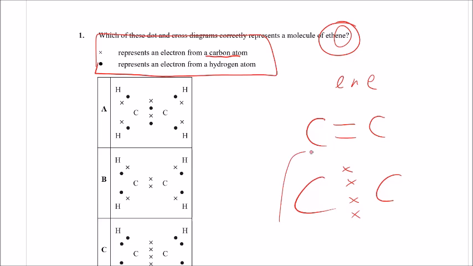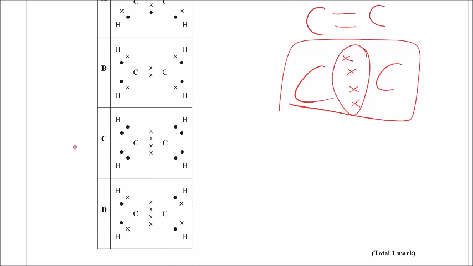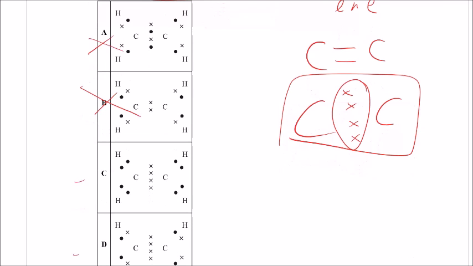So we're looking for a diagram which has this. So the only one present would be C or D. Okay, so we can rule out B and we can rule out A, because A has a double bond, but for some reason it's got the hydrogen electrons in the middle, which obviously aren't part of the double bond, and B only has a single bond, so it can't be that one.